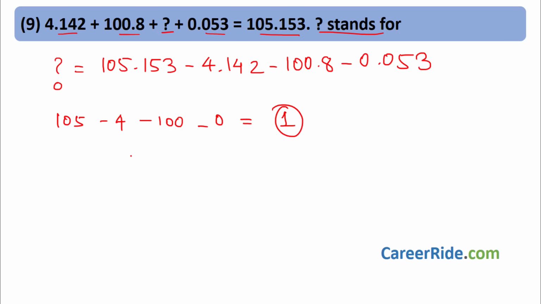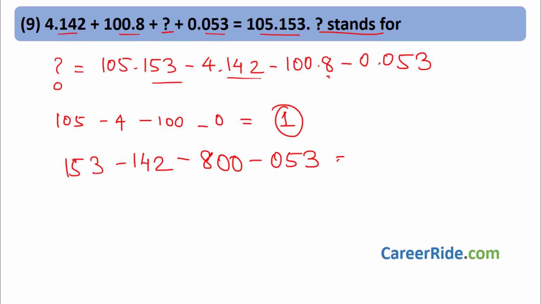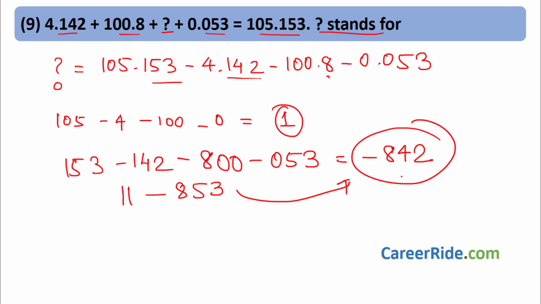Now consider the decimal place numbers after the decimal places. 153 minus 142 minus 800. It is not just 8, it is 800 because there has to be 3 decimal places everywhere. Okay, so this is 800 minus 053. How much you will get at this point? You will get minus 842. How? See, this would be 11 minus 853. Okay, that would give us minus 842, but it is not 842, it is minus 0.842.